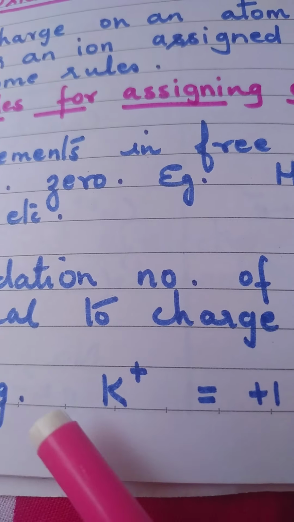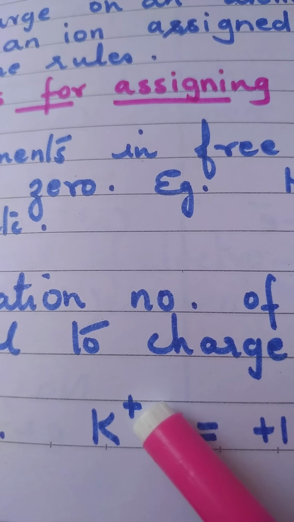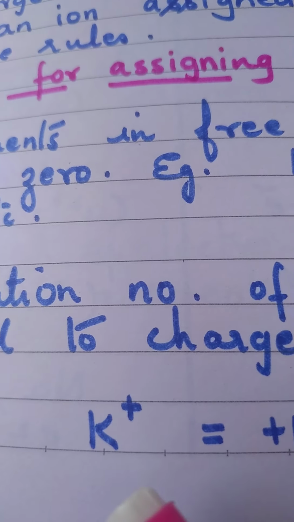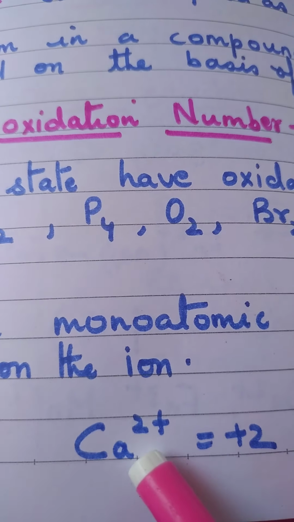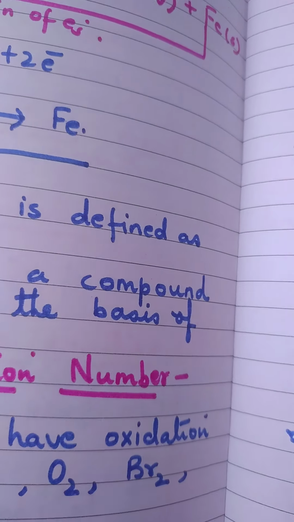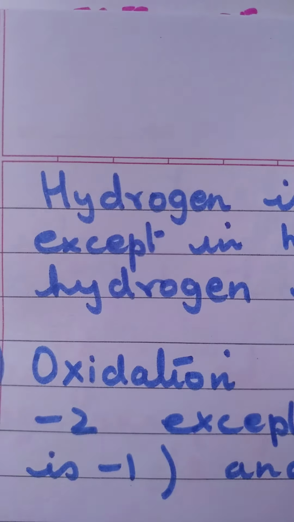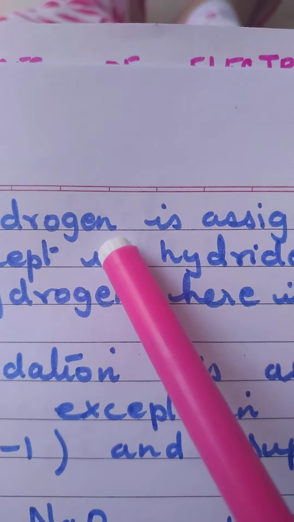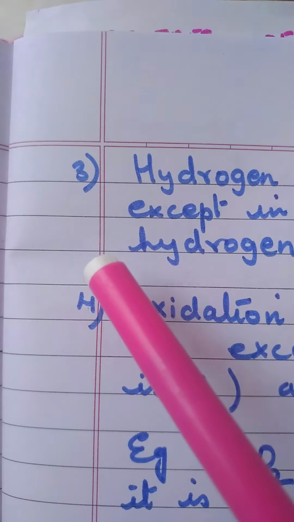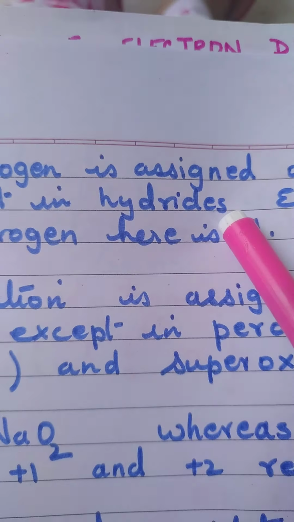For example, in potassium ion, K plus, the oxidation number of potassium is +1. In case of calcium it will be +2, and in case of chloride ion, Cl minus, it will be -1. Next, hydrogen is assigned oxidation number +1 except in hydrides.